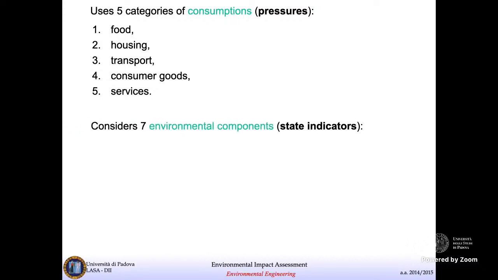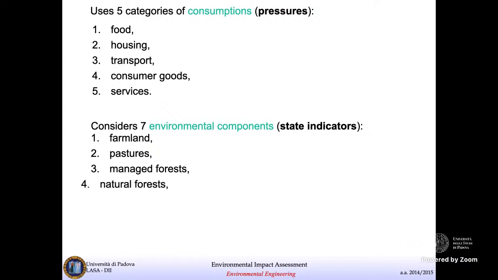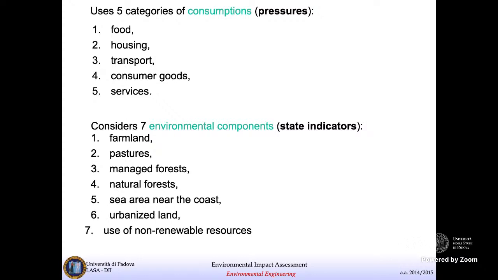And then it considers 7 environmental components that may be seen as state indicators: farmland, pasture land, managed forest, because these have to do with forestry activities, natural forests, sea area near the coast, so coastal area, and urbanized land, and use of non-renewable resources, like, for example, fossil carbon.